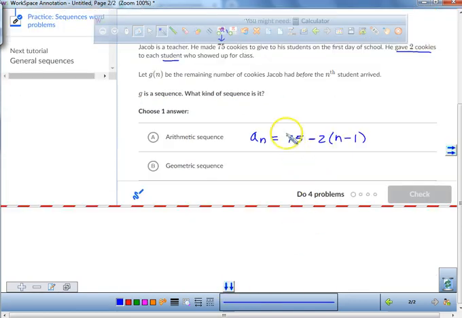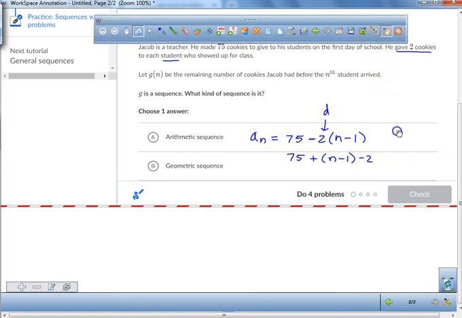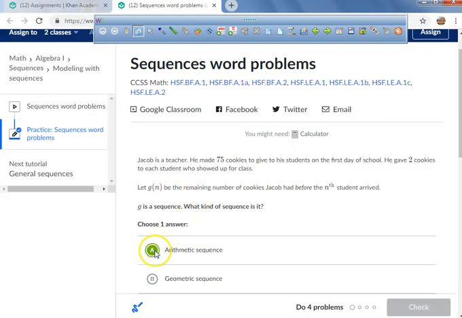Now you could have also done 75 plus (n minus 1) times negative 2. Well, what does the negative 2 represent? That's our common difference. So if you plug in a 1 right here, we have 75, but it's going to be going down by 2 each time. So he's starting with 75, working his way down. All right, so this is an arithmetic sequence.